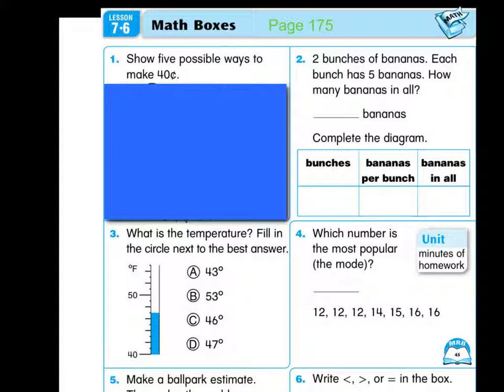I want you to press pause and work on those 5 ways, and then when you're ready, press play again, and I will reveal my 5 ways, and you can check to see if you had any of the same ones that I did. So make sure that you pause and write all of your answers in, and then play when you're ready to continue and check your answers. So press pause now.